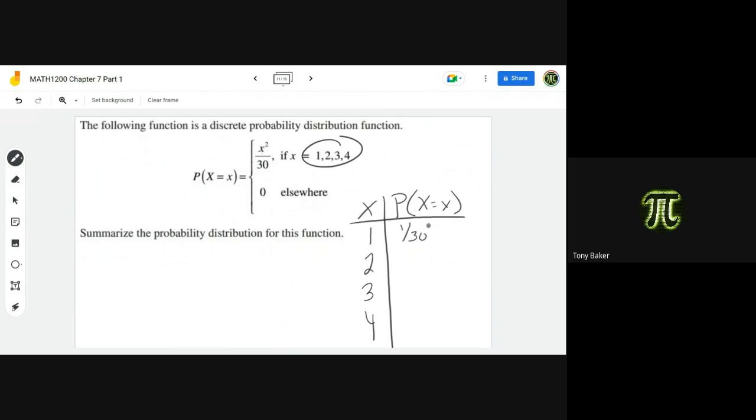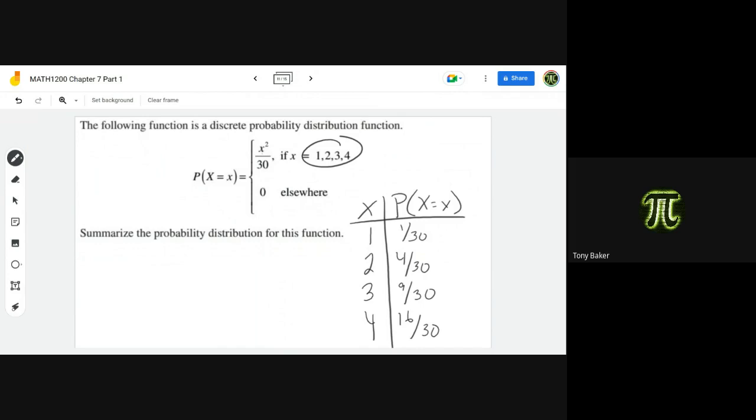I'm not going to have you make these decimals because it's going to be a messy decimal, and I'm not really doing anything else with this. 2 squared is 4, so this would be 4 over 30. 3 squared is 9, so it'd be 9 over 30. 4 squared is 16, so it'd be 16 over 30. That would just be the number squared.